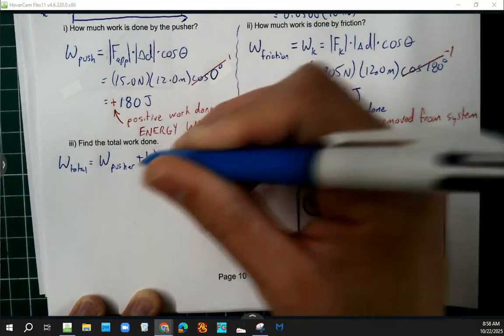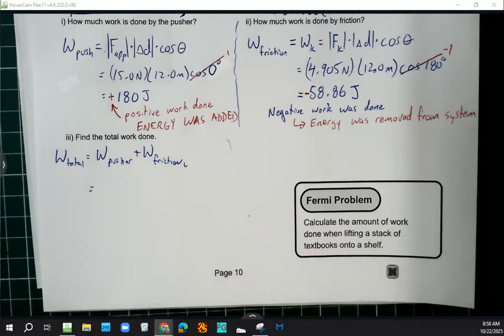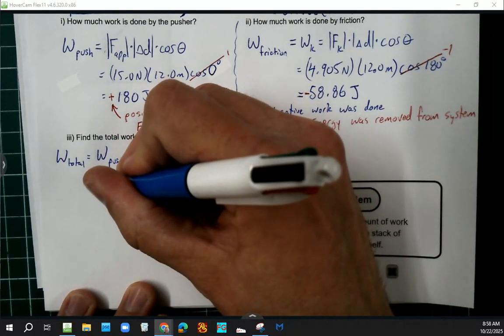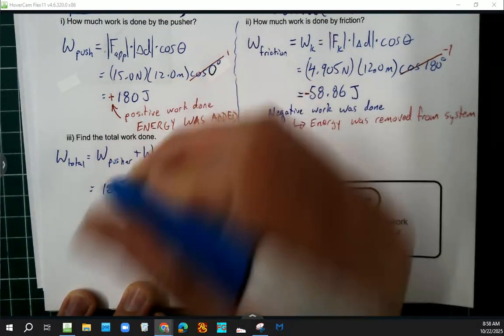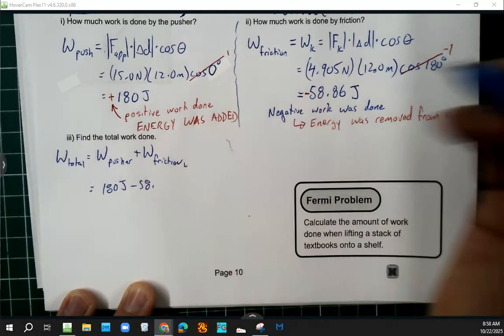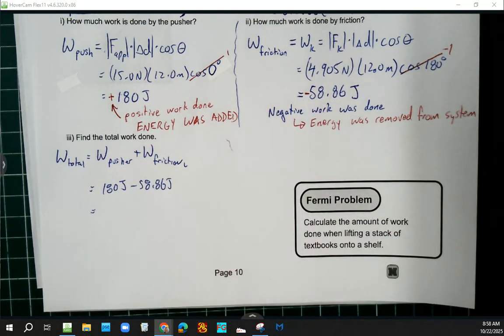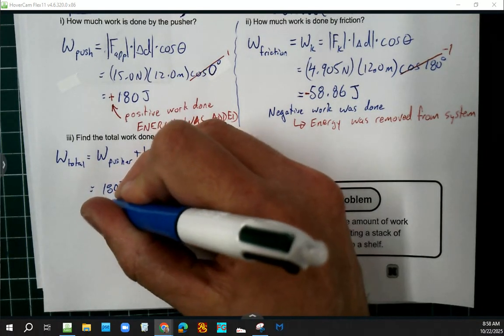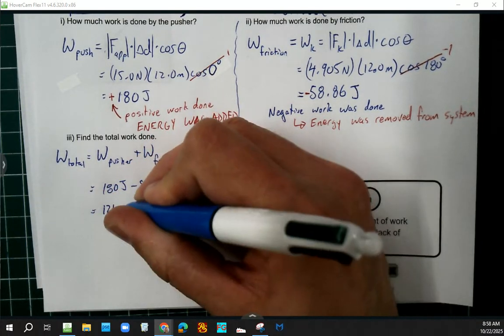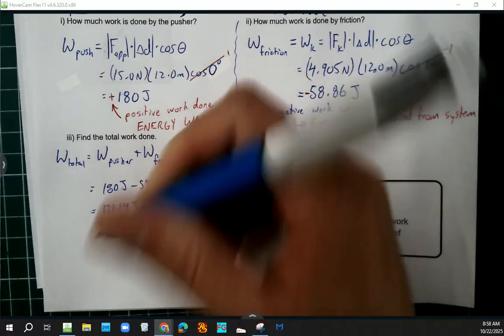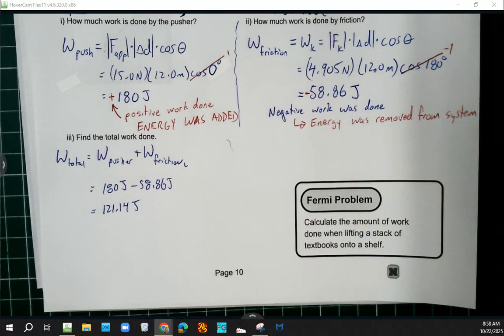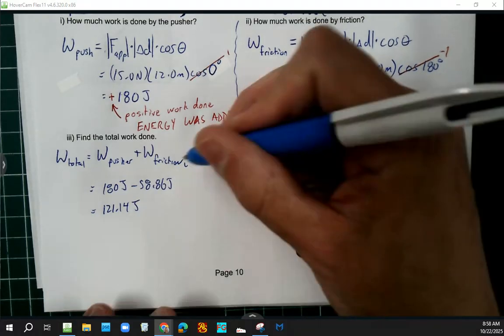We can sub in our values. Yes, we could have come up with a generalized equation, but we've already done the piecewise legwork. 180 joules minus 58.86 joules. It's going to be in the 120s. What do you get? Yeah, 121.14 joules. That's how much energy was removed or added to the system? Added, because it's positive.